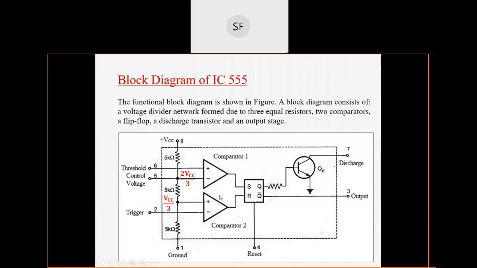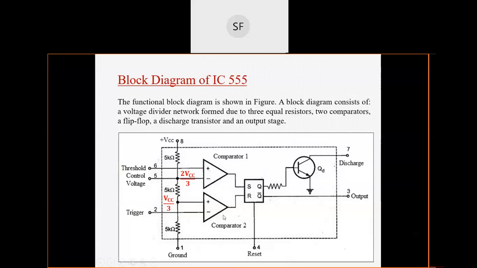Then we have seen there are two comparators, comparator 1 and comparator 2. What is the input to comparator 1? Comparator 1 has a non-inverting input, and the non-inverting input of comparator 1 is your threshold pin. There is no connection here, remember that. Connections will always be indicated by this dot. Similarly, the inverting pin of comparator 1 is connected to this point, and it is also your control voltage pin, that is pin number 5.